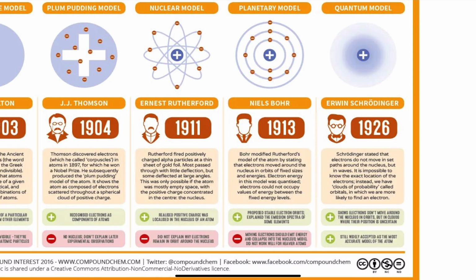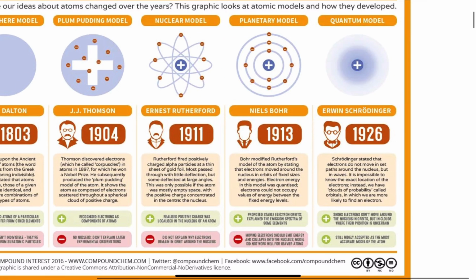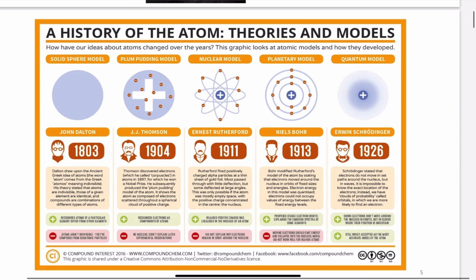The problem with the Bohr model was that moving electrons should emit energy and collapse into the nucleus. The model didn't work well for heavier atoms. Then we have the quantum model from Schrödinger. So it shows electrons don't move around the nucleus in orbits, but in clouds where their position is uncertain. And this is the most recent model, and it's still widely accepted as an accurate model of the system.